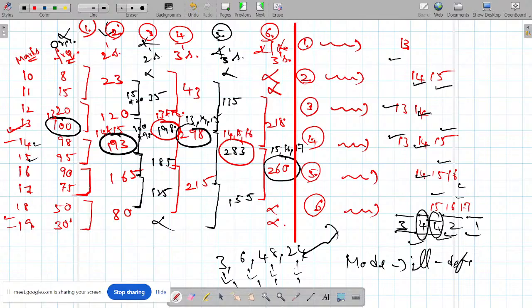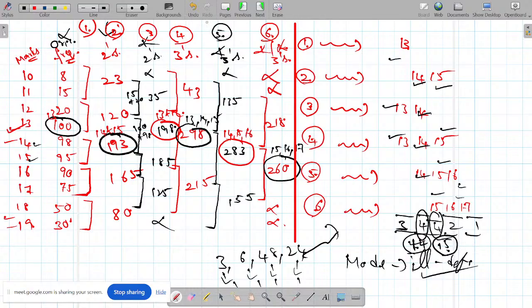So here, what's the mode? 14 is repeated 4 number of times. 15 is also repeated 4 number of times. Which means we have equal number of repetitions. Mode is ill-defined. By location method, it was 100. By this method, it's ill-defined. So ultimately, we go for the empirical relationship.